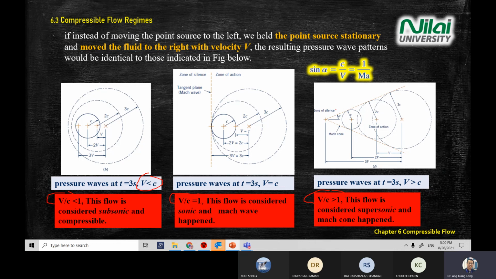Again, what is the alpha angle that you find in the Mach cone there? You can calculate the alpha angle by using sine alpha equals C, the speed of sound, divided by V, which is the inverse of your Mach number. This formula is important when you are studying supersonic flow, when you're interested in finding where the zone of silence is and where the zone of action is from your source.